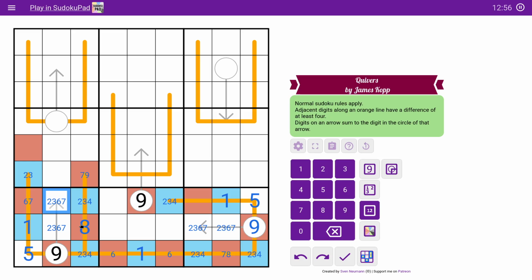This digit can't be a 6, right? Is that what I'm saying? If this is a 6, I'd have 6, 3, I'd have 7, 2, 6, 3, 7, 7, 2, 8. What's wrong with this digit being a 6?